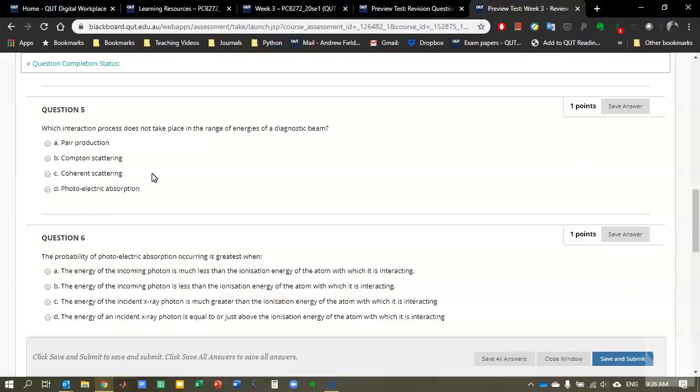Question 5. Which interaction process does not take place in the range of energies of a diagnostic beam? Well, the answer here is pair production, A in this case, and the reason for this, remember, is that pair production is the absorption of the X-ray by the nucleus, and that energy that's absorbed goes into creating 2 new particles, an electron and its antimatter particle, the positron, and therefore we are creating 2 new masses.